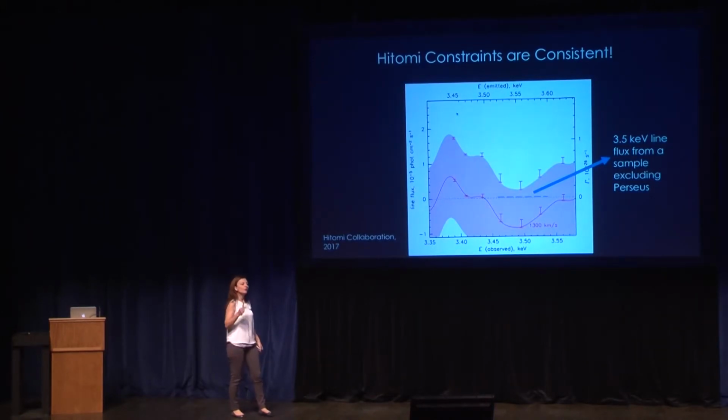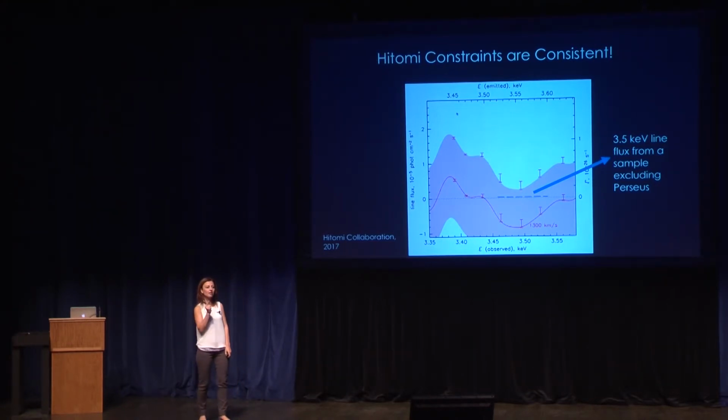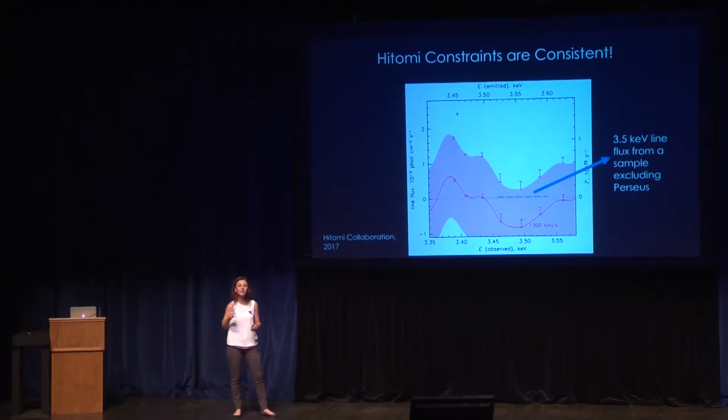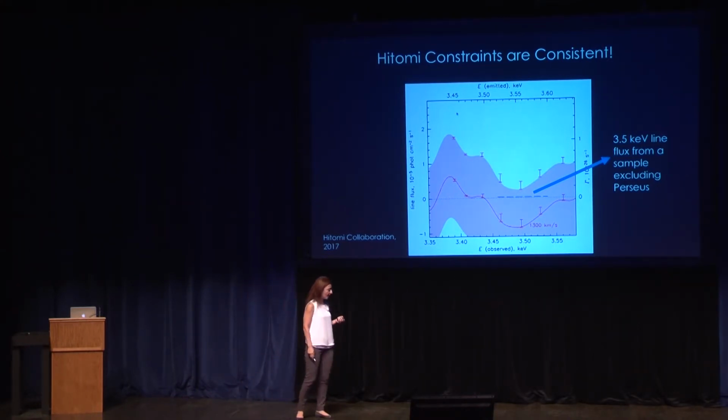All right, so remember, Perseus was too bright to begin with. If you're wondering where that stacked cluster signal would fall in these upper limits, it's shown in that dashed blue line over here. It's so tiny, so faint. Okay, so it's buried within the noise of our measurements, and Hitomi cannot really say anything meaningful about that. Therefore, Hitomi observations are consistent with the 3.5 keV line.